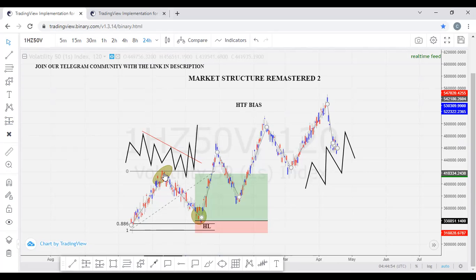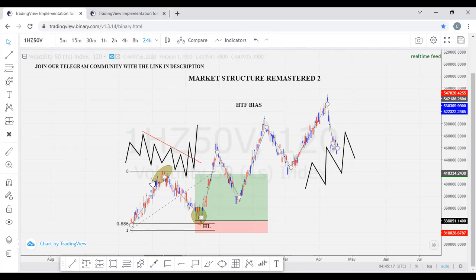You want to plan your trades according to the higher time frame. So this is it. Always know the structure of the market on the bigger time frame, and then wait for the market to get there, give you your lower time frame break of structure, and then you trade in line with the higher time frame buyers. I hope you understand that. So that is the first part of the remastered market structure.